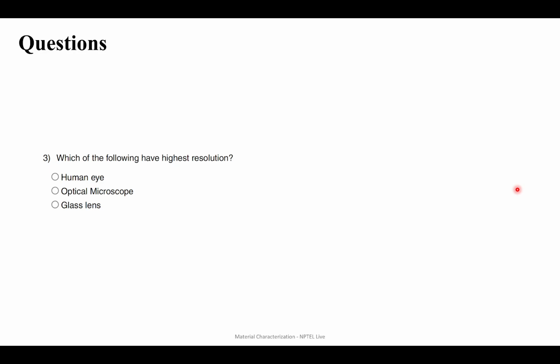Which of the following has highest resolution? Human eye, optical microscope, glass lens. That is correct. The answer is optical microscope. Optical microscope has a resolution in microns, whereas the human eye cannot go below that. Optical microscope can go submicron, in nanometers.